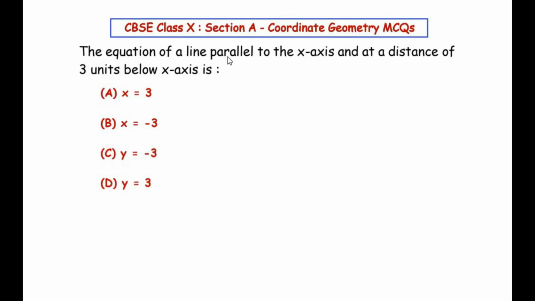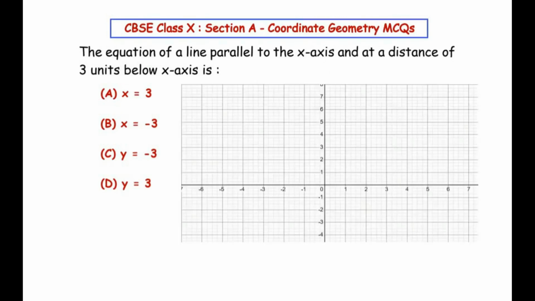The equation of a line parallel to the x-axis and at a distance of 3 units below the x-axis is. So let us try to understand this question by using a graph. So this line represents the x-axis and this line represents the y-axis. So here we have to find out the equation of a line which is parallel to the x-axis and it is at a distance of 3 units below the x-axis.